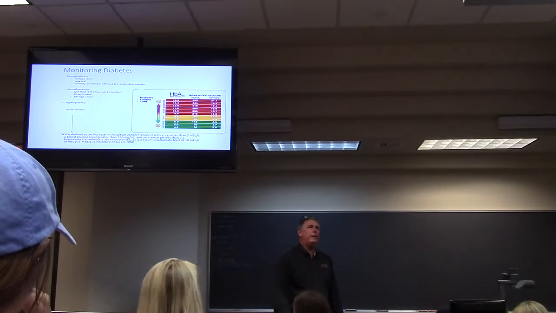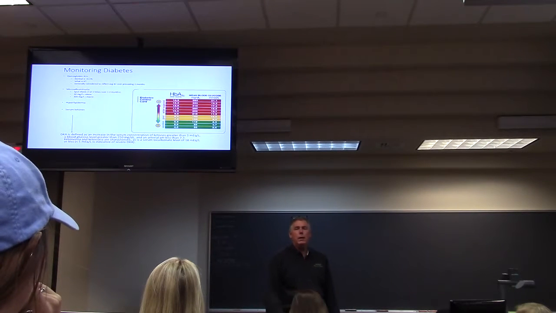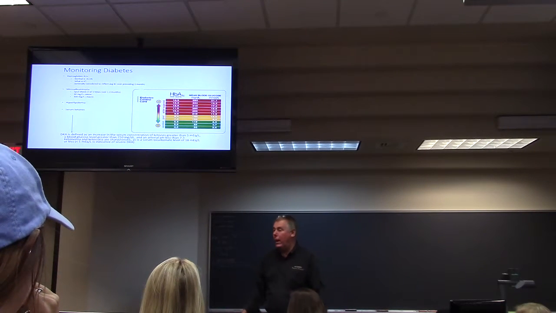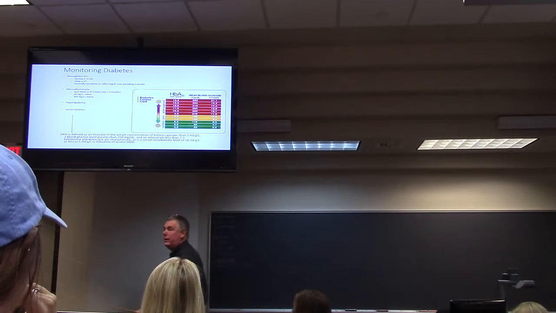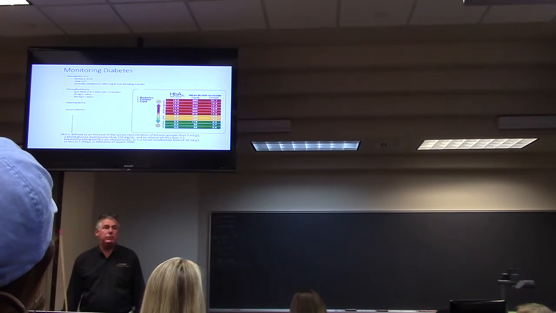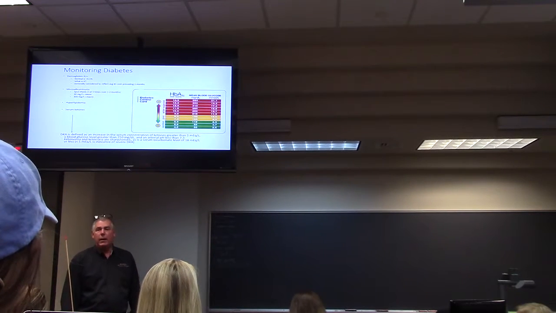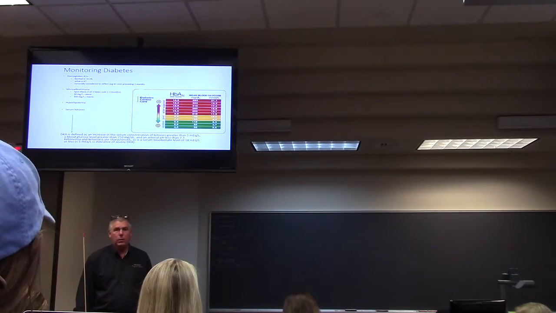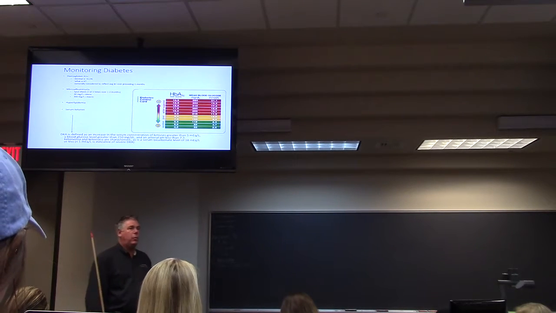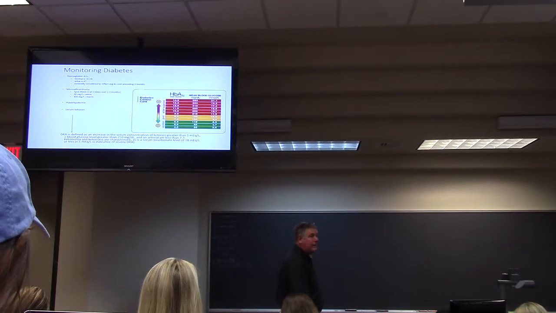You want to try to get A1C down below, well, normal A1C is 6.5%. It says that somewhere up there, 6.5%. You want to try to get your diabetics at least at 8 or below. To try to get them down to 6.5% or below, it takes a lot of work and a very educated person.